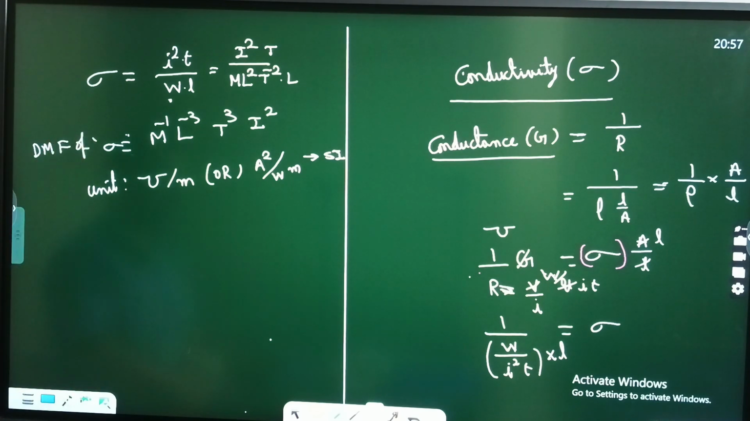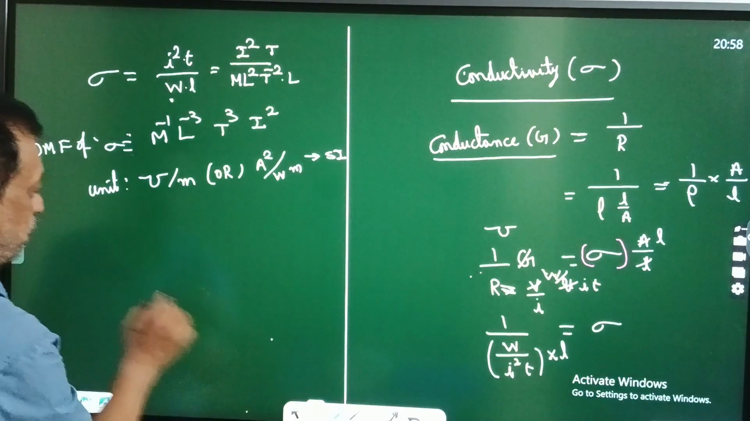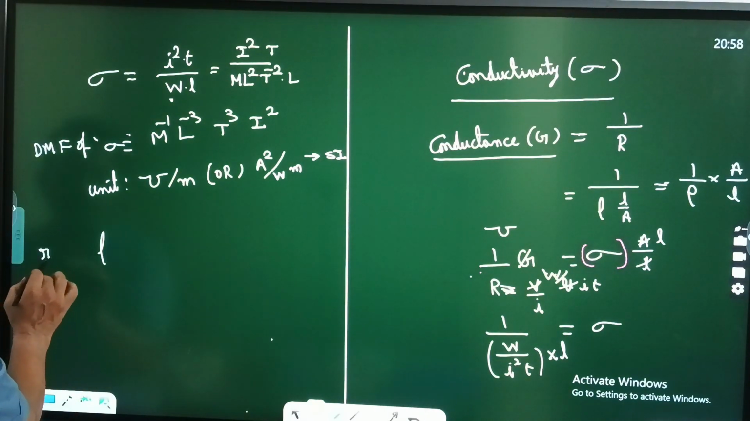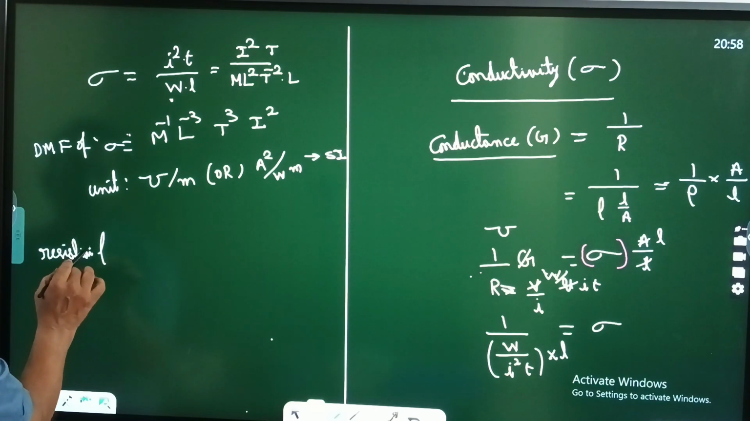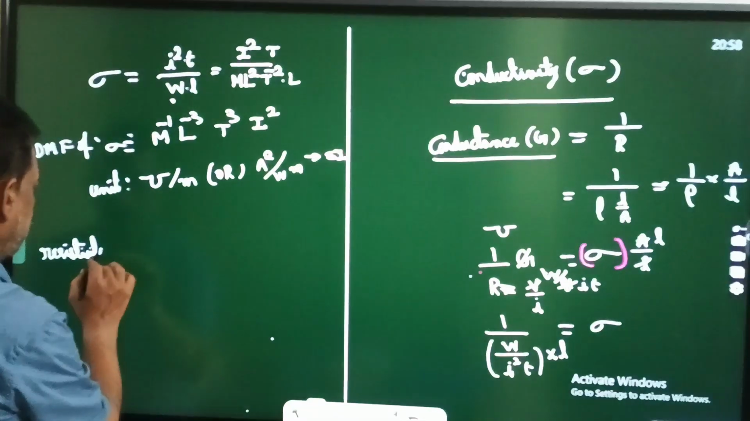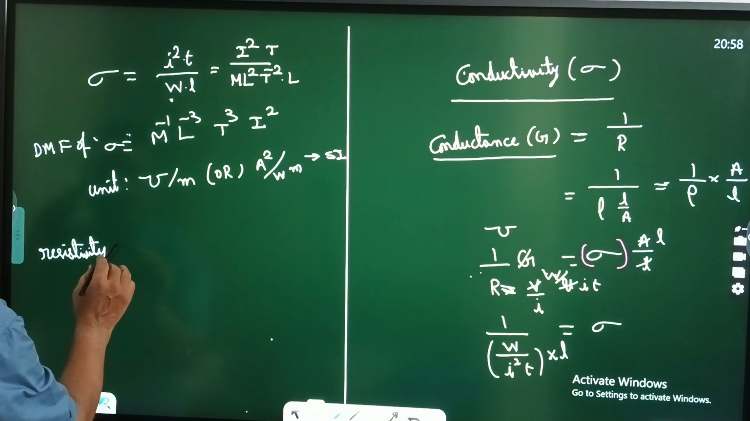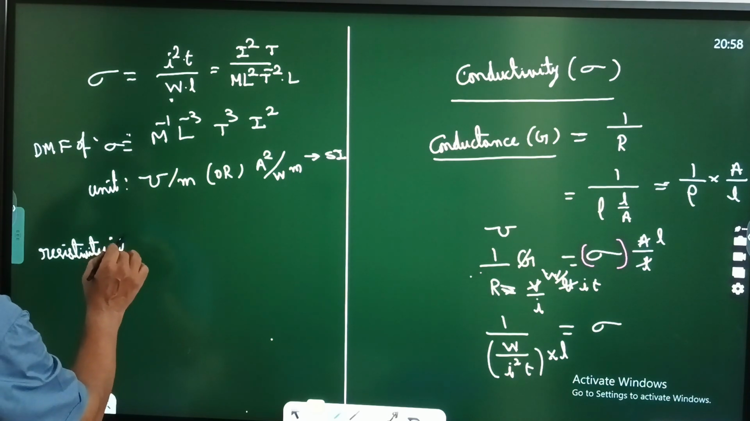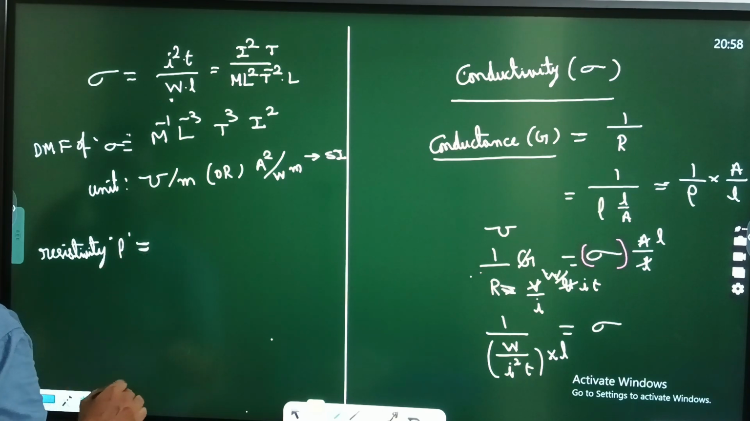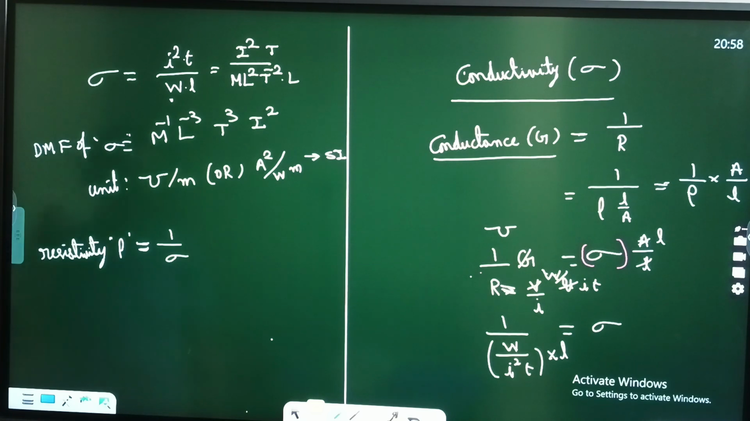Otherwise, it is the reciprocal of resistivity. If you have resistivity, the reciprocal will come. Now what is the resistivity here? You can write the reverse of resistivity. Write the word resistivity. Resistivity rho is equal to, right. Resistivity is the reciprocal.